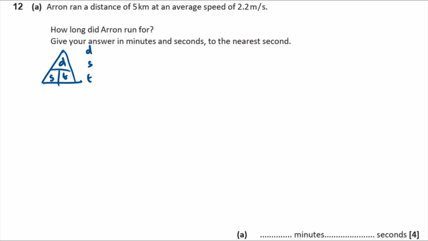Okay, so this little handy triangle, if you know any two of them, you can find the third one then, can't you? So here I've been given the distance, and that is 5 kilometers, and I've been given the speed, which is 2.2 meters per second, and the time is what I want to find. Okay, so time, covering up the thing I want to find, time tells me what to do with the other two, distance divided by speed.